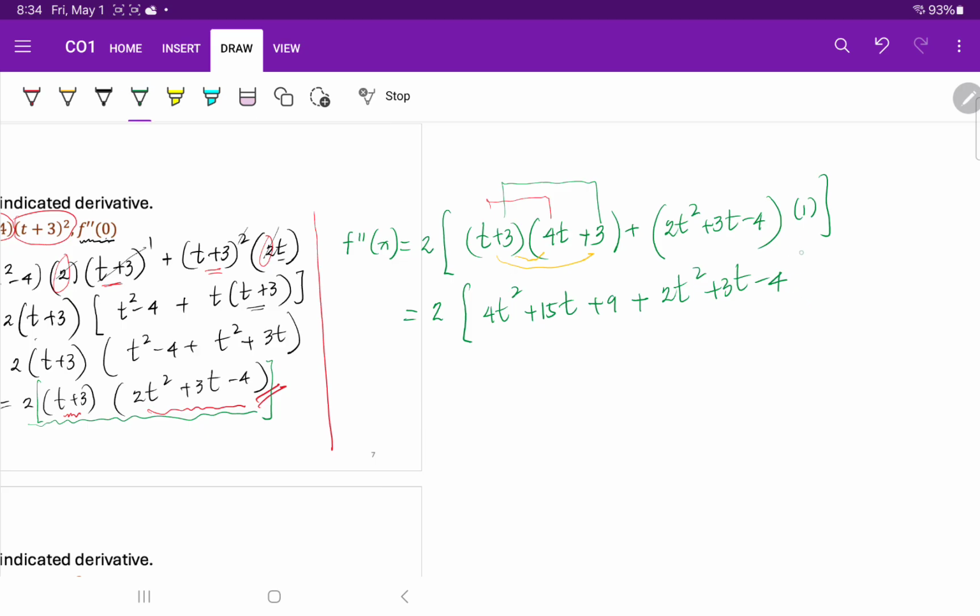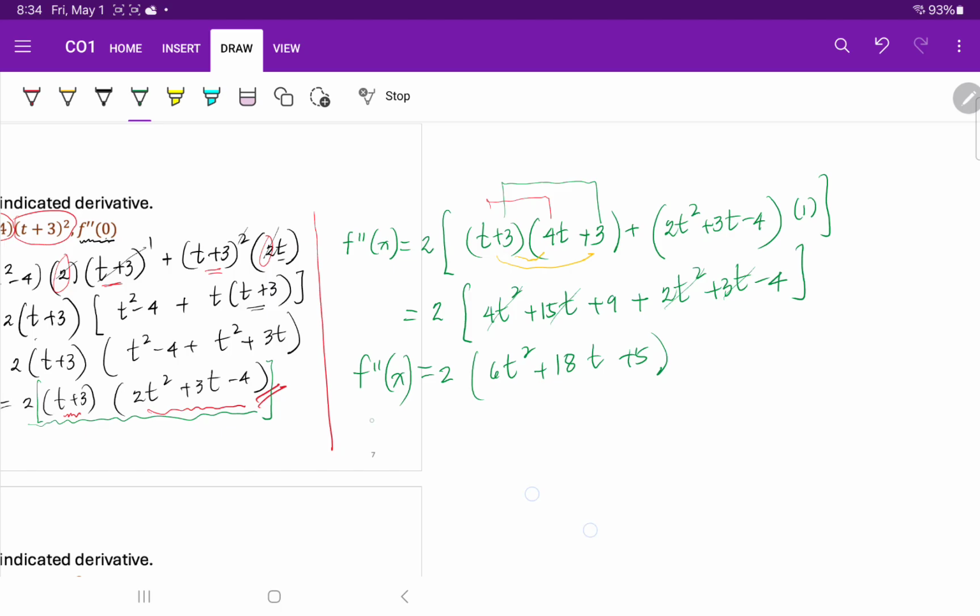Okay, and then, if we simplify further, we group similar terms. So 4t squared plus 2t squared is what? 6t squared. 15 plus 3 is 18t. 9 minus 4 is 5. So this is your second derivative.